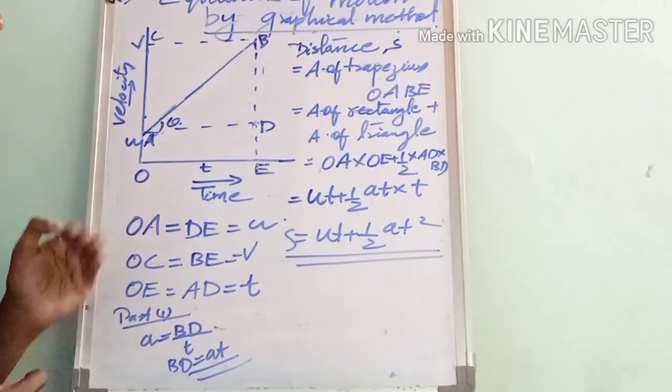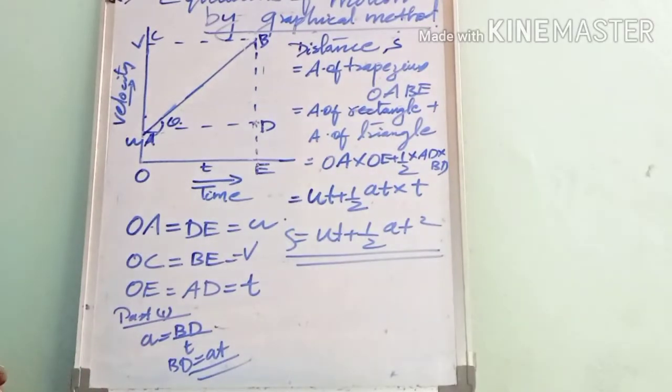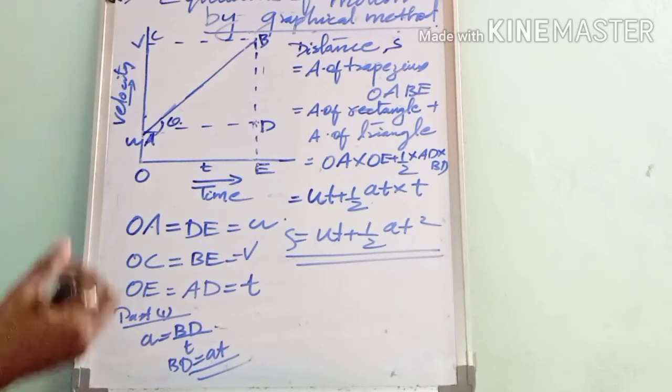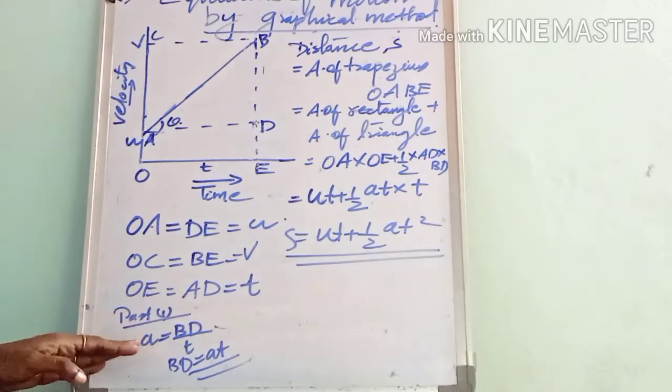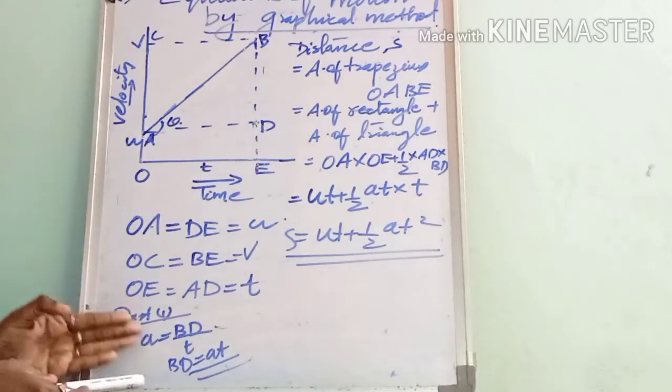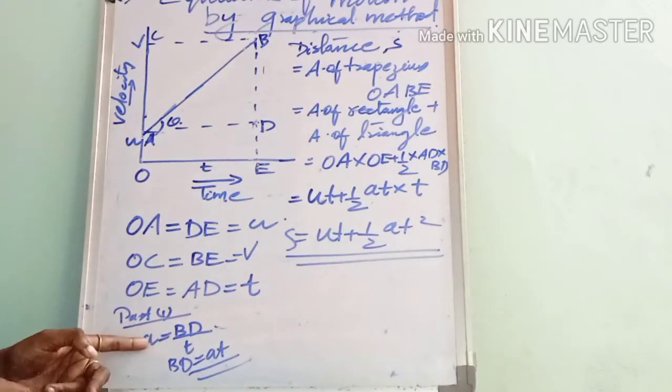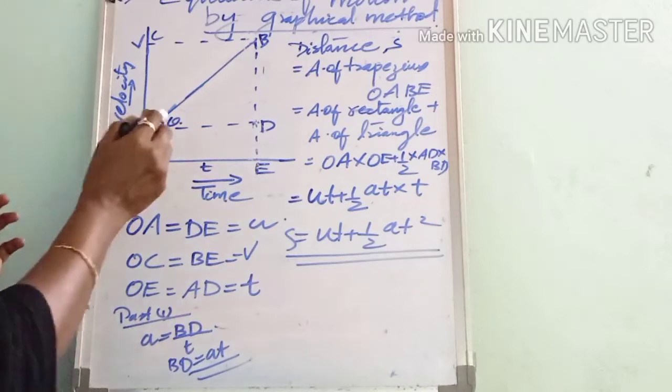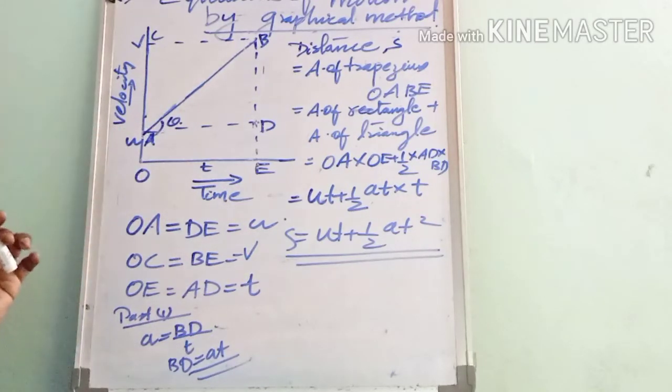Next we are going to derive the position time relation, that is S equal to UT plus half AT square. In the previous derivation we know that acceleration A represents the slope.